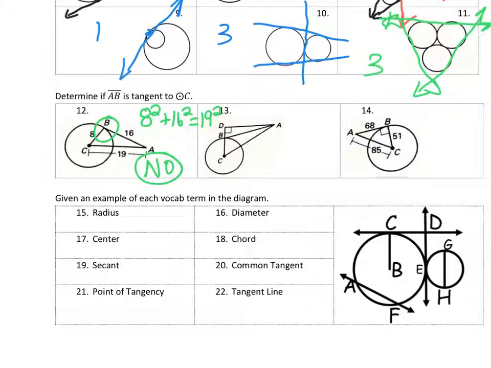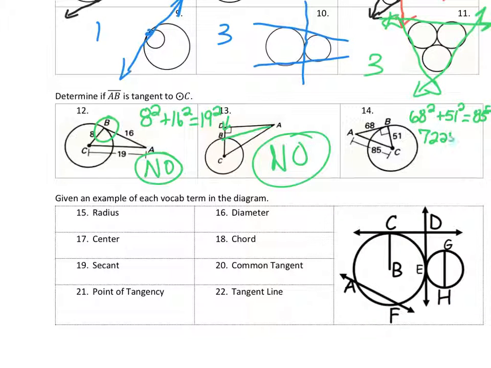Number 13, is AB tangent to the circle? The right angle is in the wrong spot. The right angle is at D and it should be at B. So we know automatically that nope, it's not tangent to the circle. And then last but not least, we have numbers again, so we have to do that Pythagorean theorem. So I'm going to see if these guys are equal. And when I do, I think we get 7,225 and 7,225. So those two numbers are the same. And yes, it is. You could also look automatically right there at that right angle and notice that you do have perpendicular lines, so you do have a tangent.